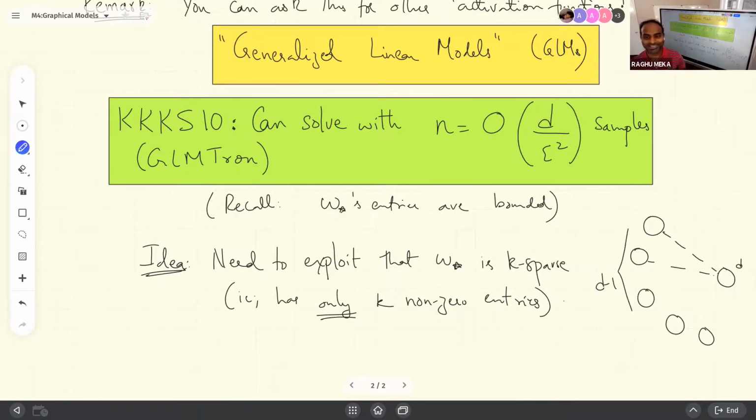This tron is not coming from Tron Legacy or from transformers like Megatron, but it's really coming from perceptron. Their algorithm was kind of inspired by perceptron, so they called it GLM-tron. Okay?